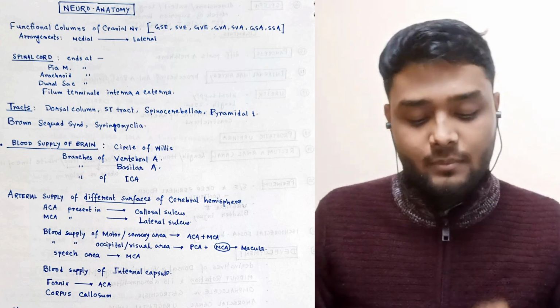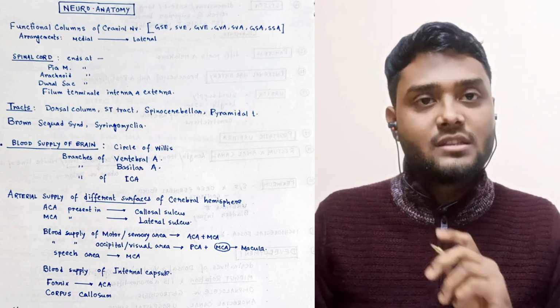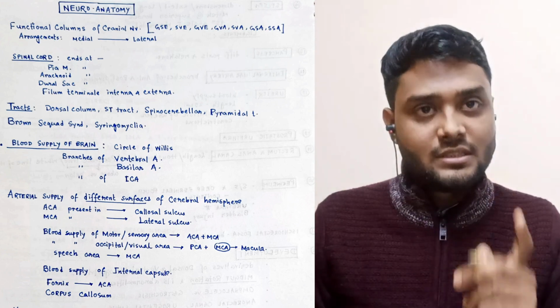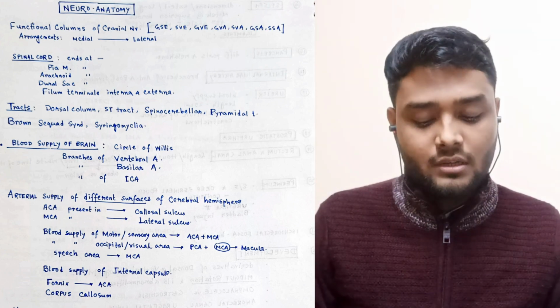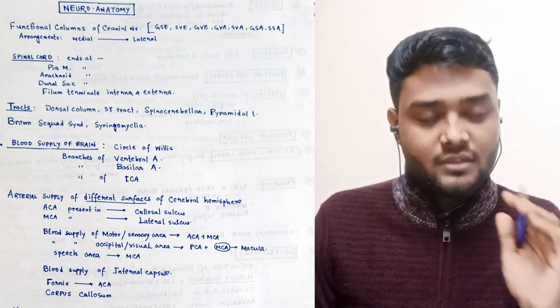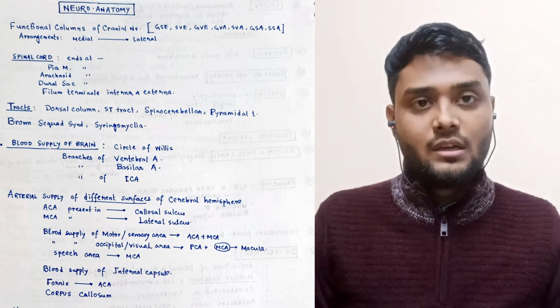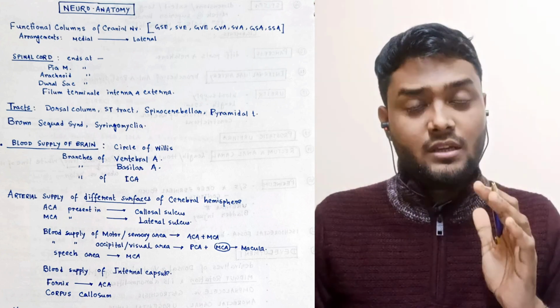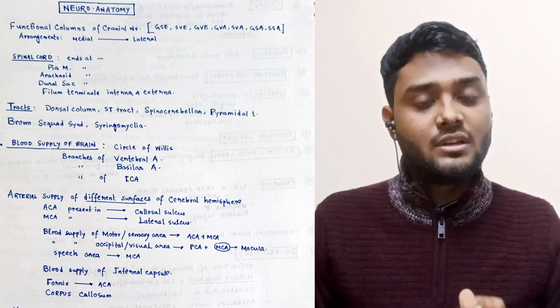Then blood supply of the brain, circle of Willis, the branches of the vertebral artery, branches of the basilar artery, and branches of the internal carotid artery. Then arterial supply of the different surfaces of the cerebral hemisphere. This arterial supply is a very hot topic for NEET PG as well as INICET.